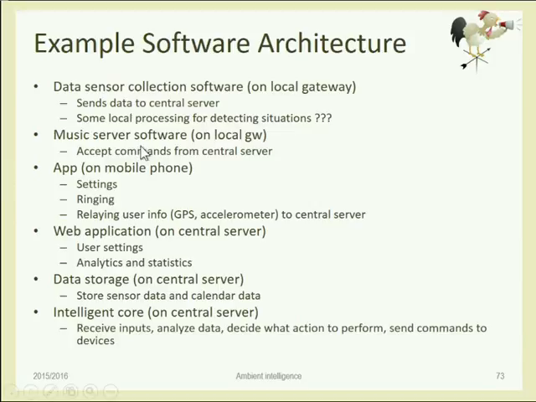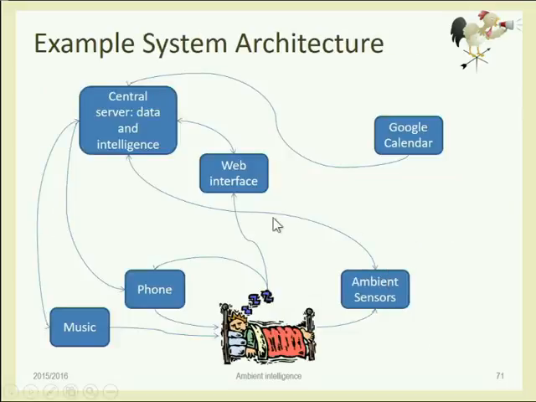Then we have the music server, and what it does is to accept commands from the central server. So this is going to be a bit more complex, because while the ambient sensor only pushes data to the central server, so the central server needs to be reachable on the internet, but not the other way around. The music server is the other way around, actually. It's the central server that needs to give orders, commands to the music server in order to play music. But if this is a computer in my home behind my router, this is not directly accessible from the central server, which is somewhere else on the internet. How can an external node send a message to my internal computer in my internal network? So this is an issue that we need to solve.